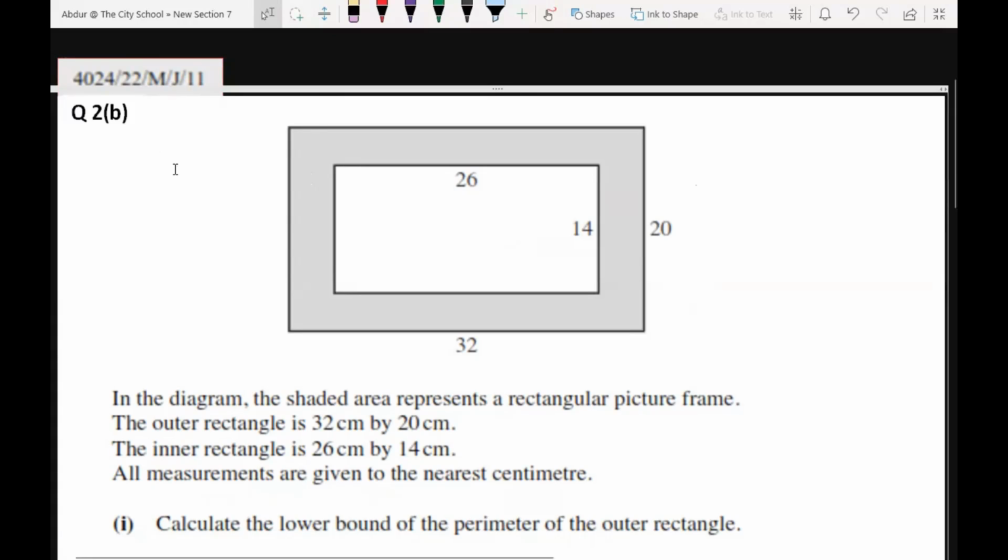In this video, you will learn how to attempt question number 2, part B, 4024, paper 2, variant 2, May June 2011.